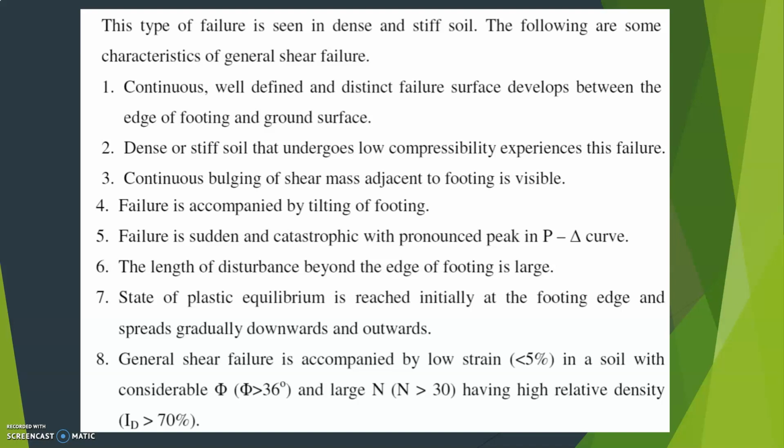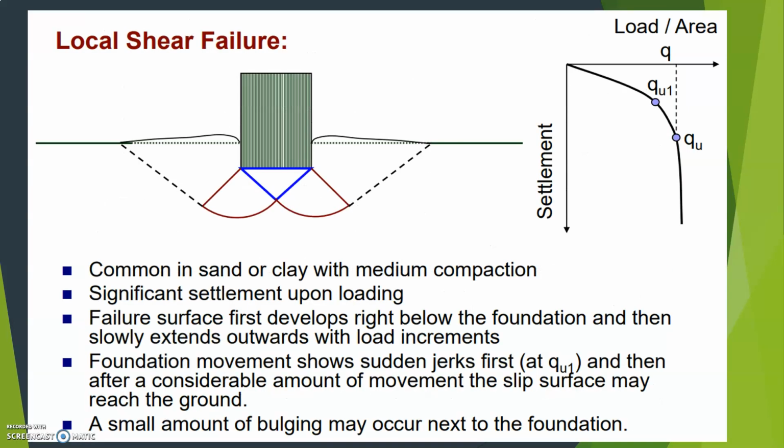General shear failure is accompanied by low strain, that is less than 5%, in the soil with considerable phi, that is greater than 36 degree, and large N value, that is greater than 30, having high relative density, that is ID greater than 70%. Okay, so this is about the general shear failure. Next, let us discuss about local shear failure.